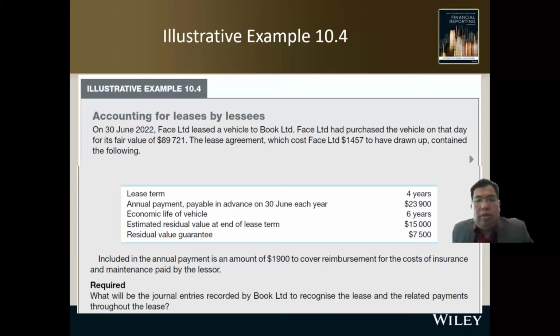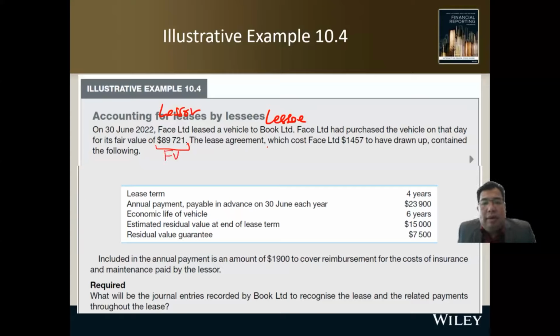On 30th June 2022, Face Limited leased a vehicle to Book Limited. So Face Limited is the lessor, and this is the lessee. Face Limited had purchased the vehicle on that day for its fair value of 89,221. So this is the fair value of the identified asset, or underlying asset.